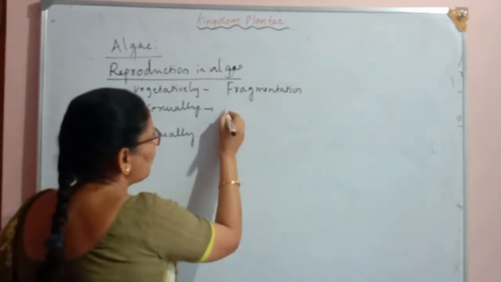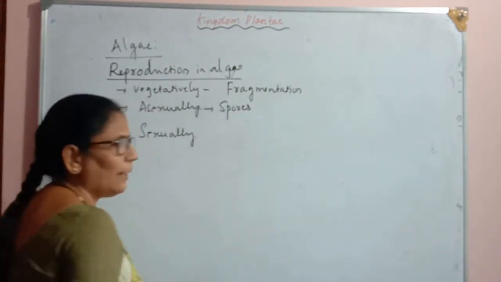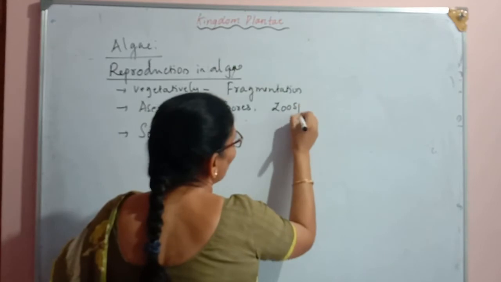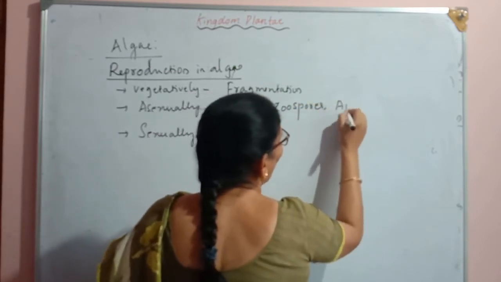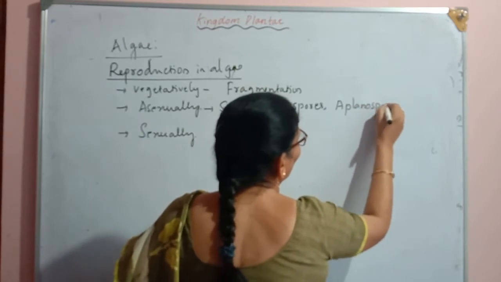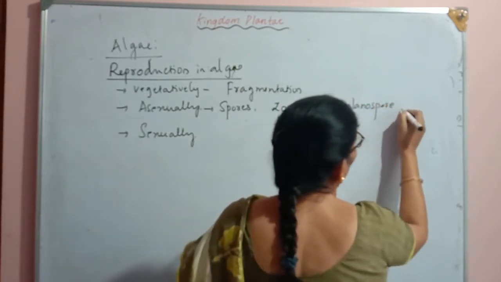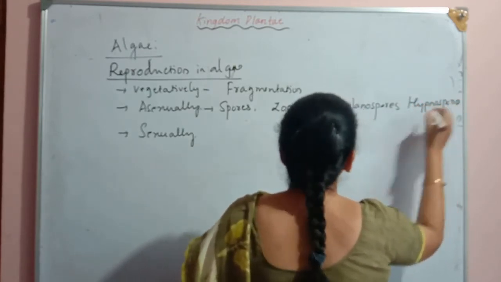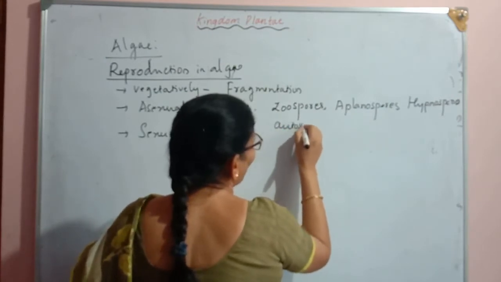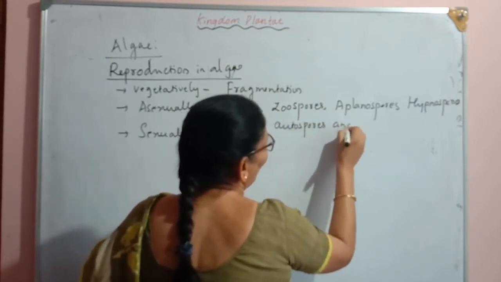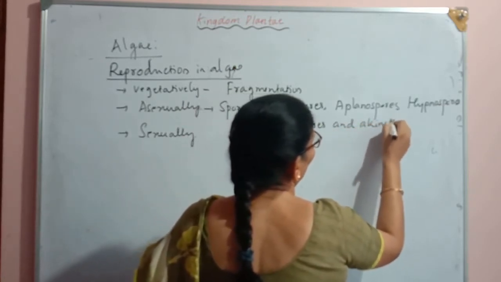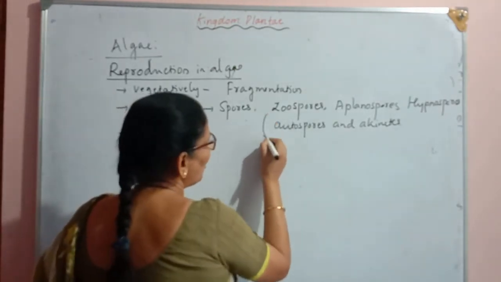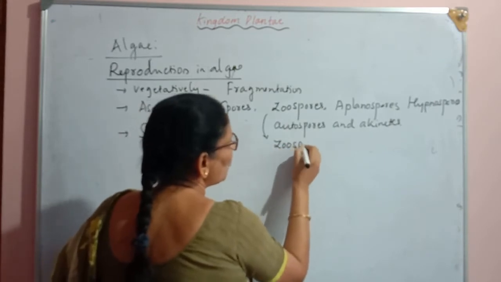And asexually by spores. Asexually by spores. Examples of spores: zoospores, aplanospores, hypnospores, autospores, and akinetes. So these are the asexual spores. Let us talk about the zoospores.